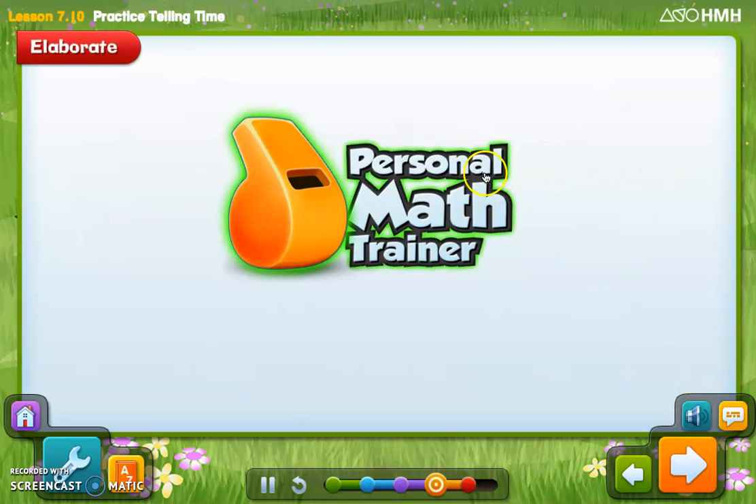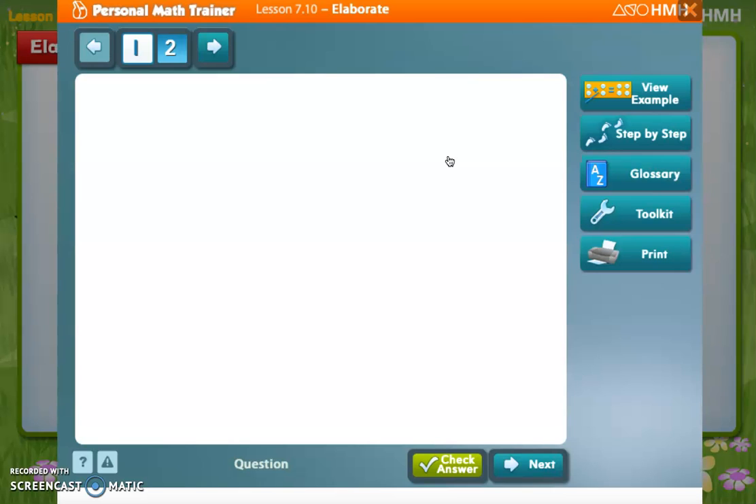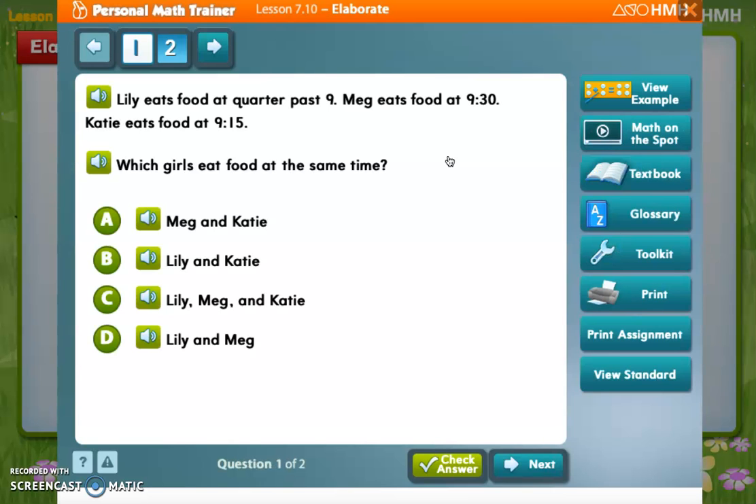Now let's practice with the personal math trainer. Alrighty. So Lily eats food at 9:15. Meg eats food at 9:30. Katie eats food at 9:15. Which girls eat food at the same time?